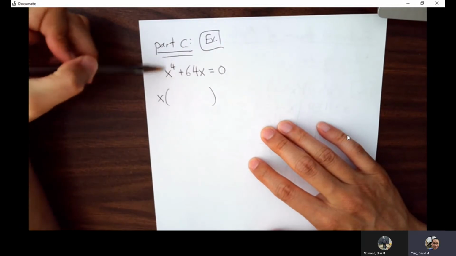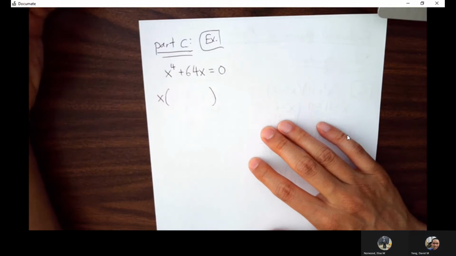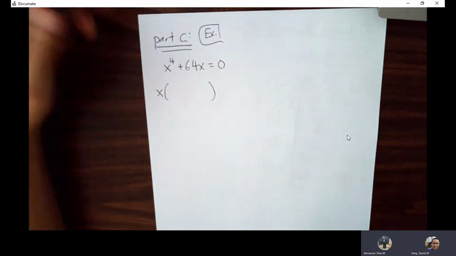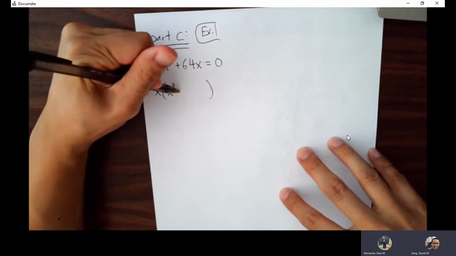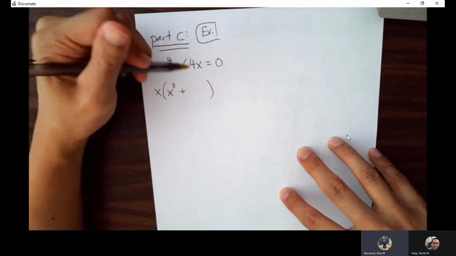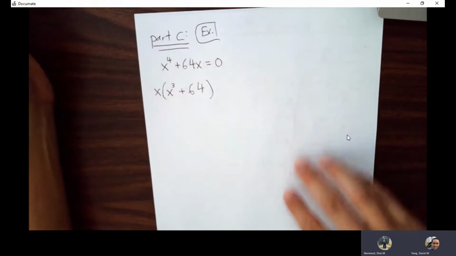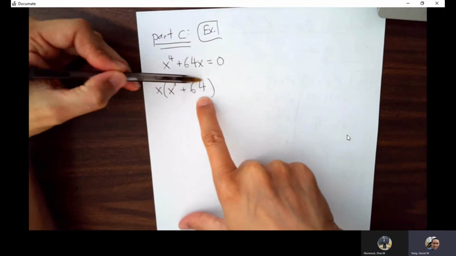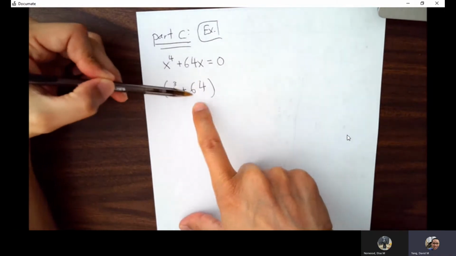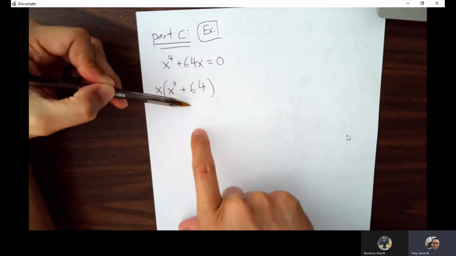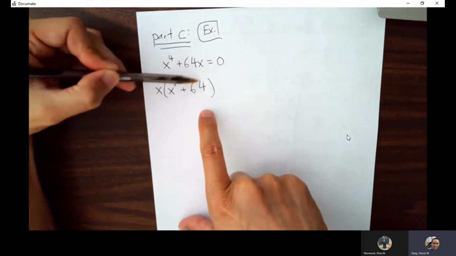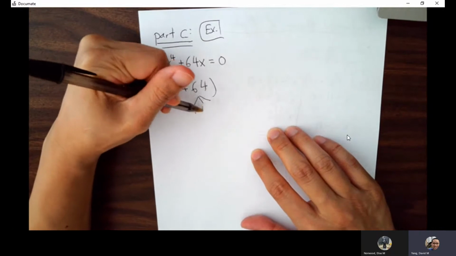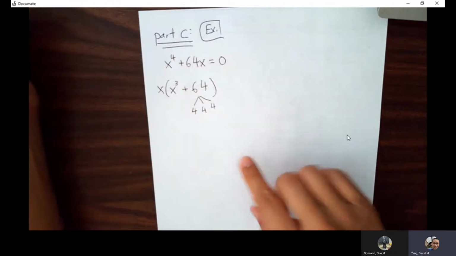if I take an x away from this guy, what am I left with? X to the 3rd. X to the 3rd plus 64. And there's something special about these numbers here. These are what we call perfect cubes. Perfect cubes means that if I multiply the same number 3 times, I can get to 64. And that number is 4, because 4 times 4 times 4 is 64. So we call this a perfect cube.